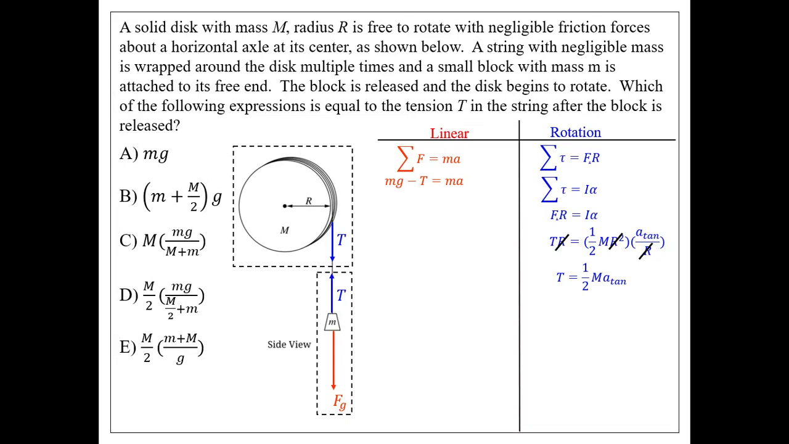So here's the tension. The tension here is going to be 1/2 m a tangential, or the tangential acceleration. So the weight is going to accelerate downward, but it touches the point on the outside of the solid disk, which is tangent to the radius here, or to the axis of rotation there.